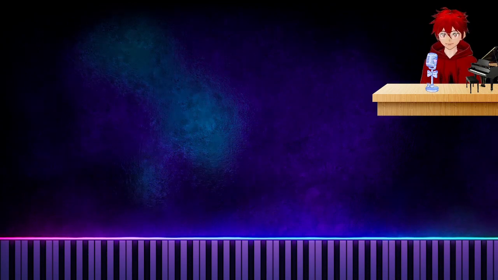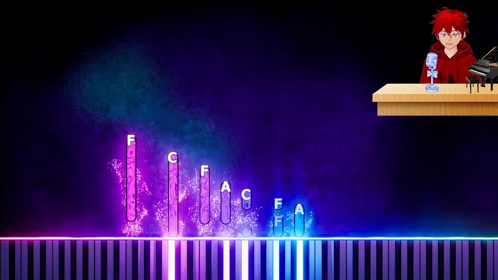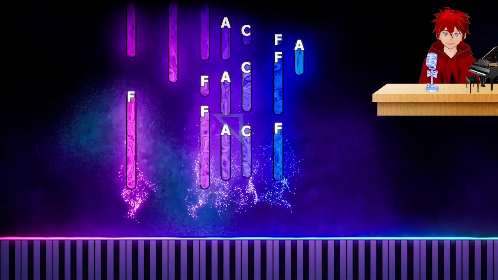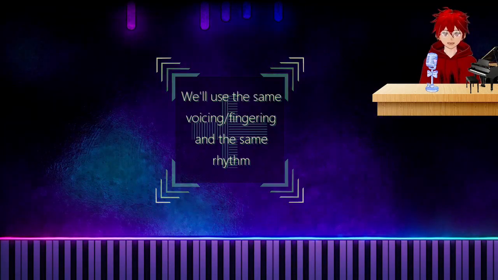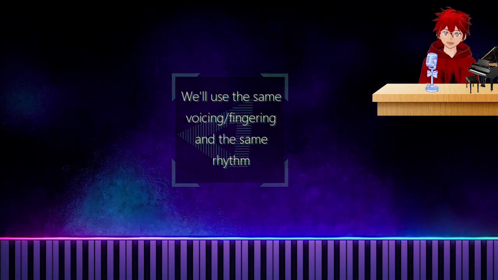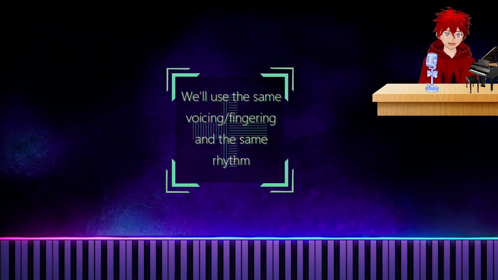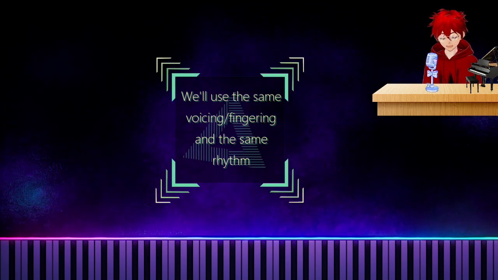Previously we had chord number 6, now we have chord number 4. How are we going to play this chord number 4, this F major? We're going to apply the exact same voicing and fingering, as well as the same rhythm that we used for A minor, just for the purpose of practice.